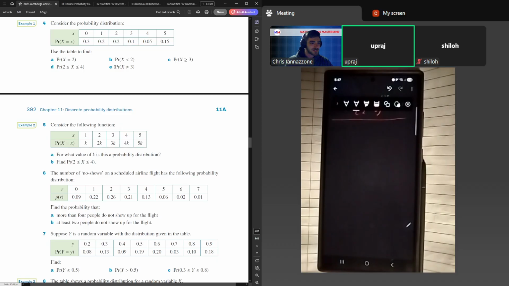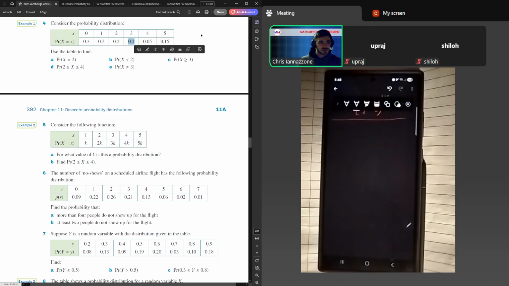Correct. So capital X does not equal 3 means you want all of these other things. And so instead of adding all those up, you know that everything has to add up to 1, so you subtract your 0.1. Nice, giving you a total of 0.9.